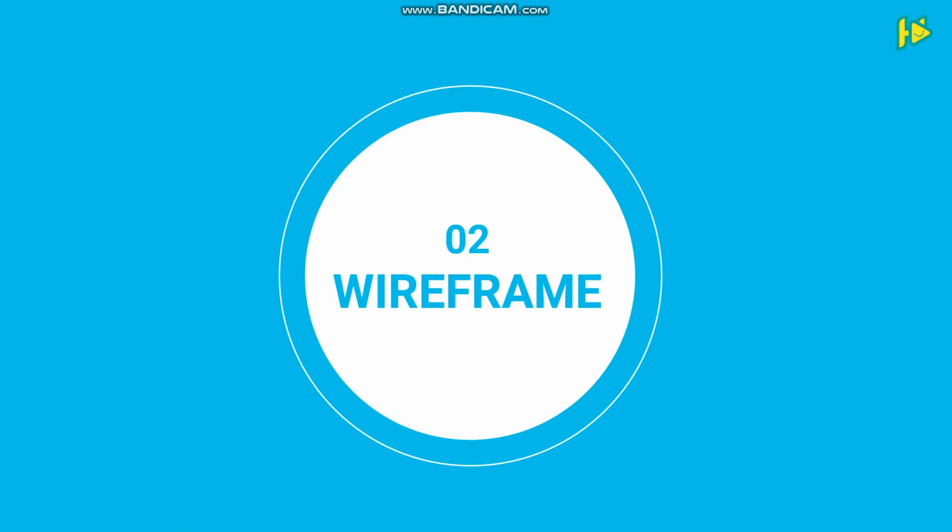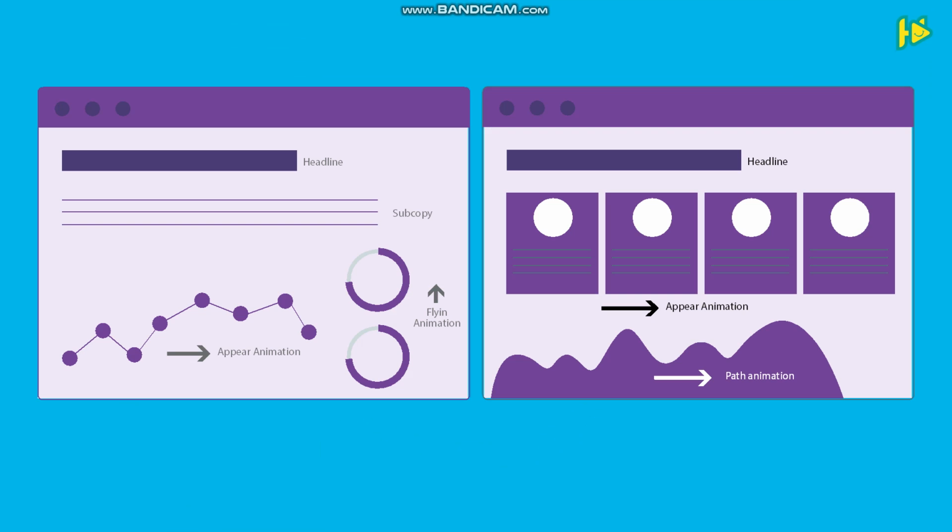So after tip number 1, that is script, now we are moving on to the second tip, that is wireframe. This is how a wireframe of the presentation looks like. Creating a proper wireframe helps you decide on the layout style, the placement, the animations, and transitions of your deck.